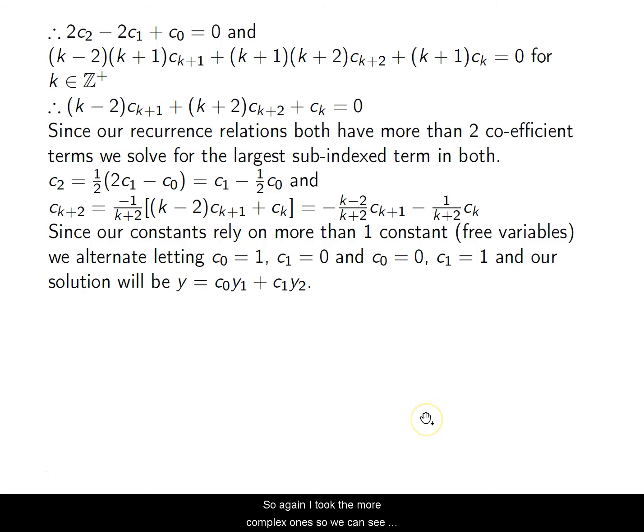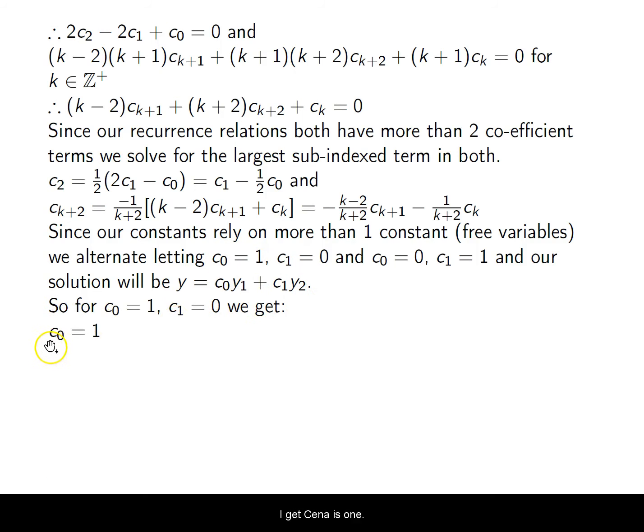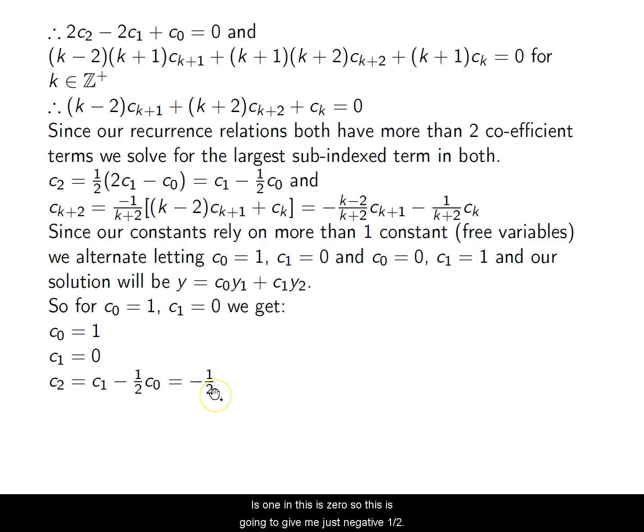Okay, so again, I took the more complex one so we can see how this works, right? So we're going to start off with the first case. C0 equals 1 and C1 is 0, right? So for the first case, I get C0 is 1, C1 is 0, which means that C2 is C1 minus 1 half C0, but C0 is 1 and this is 0, so this is going to give me just -1 half.